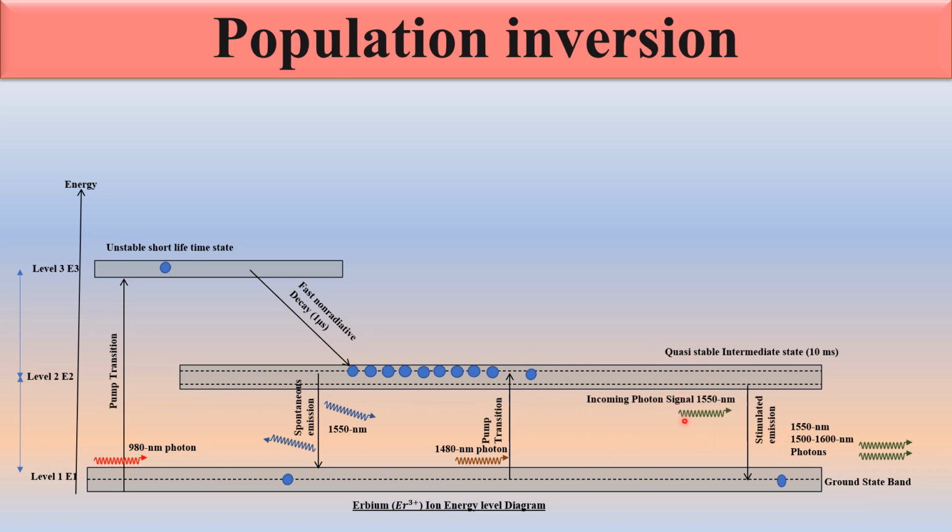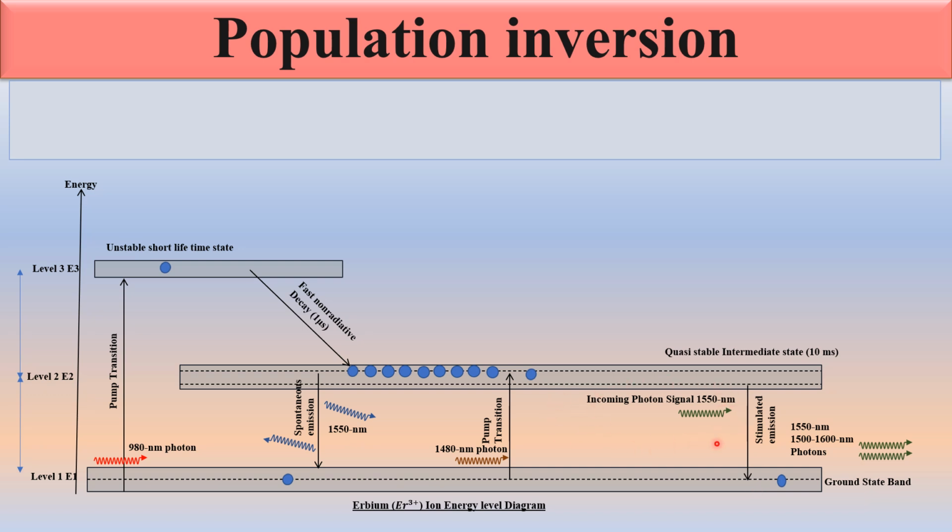Now you can see what happens. The incoming photon signal, which is for 1550 nanometer signals, is the signal which we need to amplify. Along with the pump laser, this incoming signal is injected in the fiber. When this incoming photon signal interacts with the electrons in the quasi-stable intermediate state, a same-frequency photon is generated, and this is called stimulated emission, because this emission happens because of this incoming photon signal, the 1550 nanometer signal.